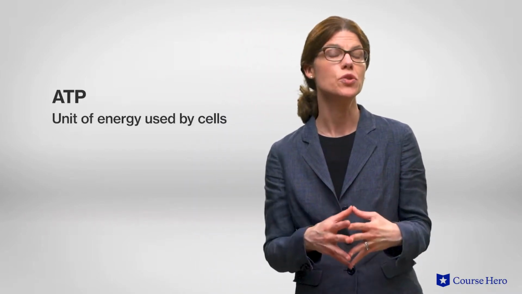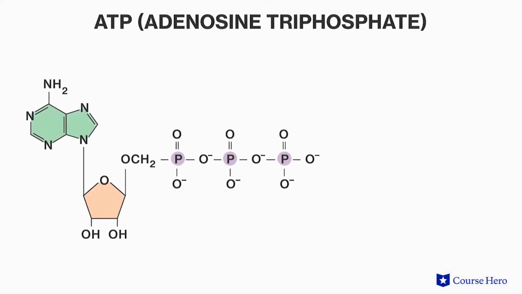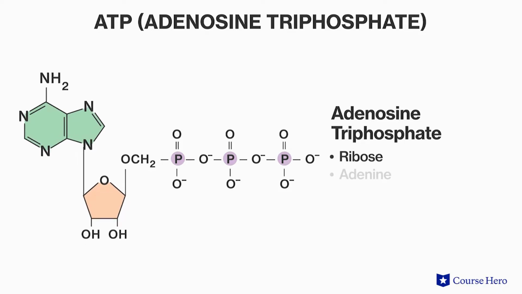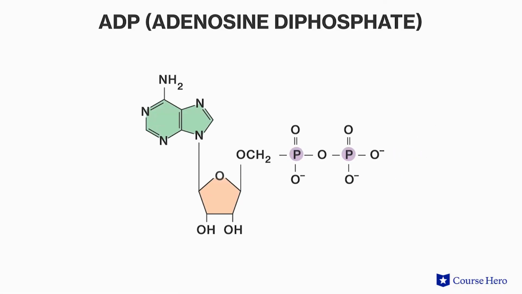What exactly do I mean by energy? Well, I'm referring to ATP, the unit of energy used by cells. ATP stands for adenosine triphosphate. It is a nucleotide consisting of the sugar ribose, the base adenine, and 3 phosphate groups. ATP contains chemical energy in the bonds of its phosphate groups, so that when a bond is broken and a phosphate ion is released from ATP, energy is released along with it. The molecule that remains is adenosine diphosphate, or ADP.